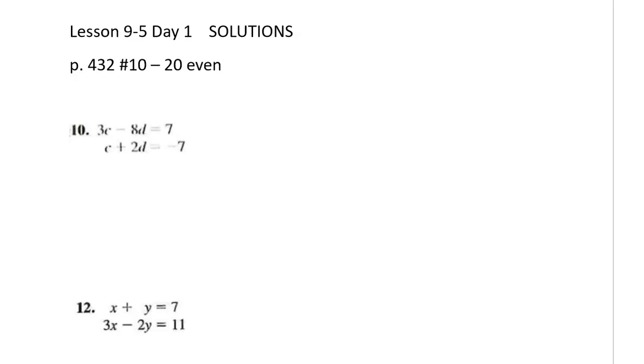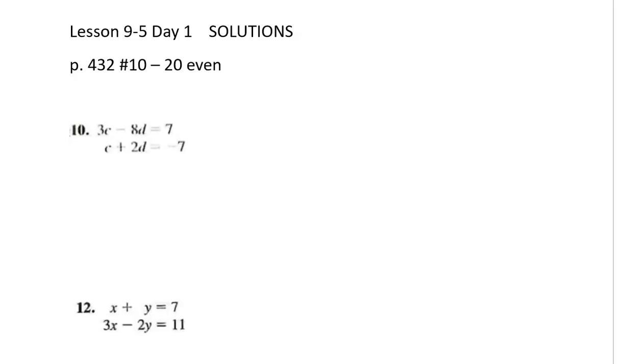In problem 10, if you look at the C terms, this is 3C and the other is 1C. Those are not opposites. If you look at the D terms, we have negative 8D and positive 2D. Those are not opposites either. So we need to make a transformation using multiplication.